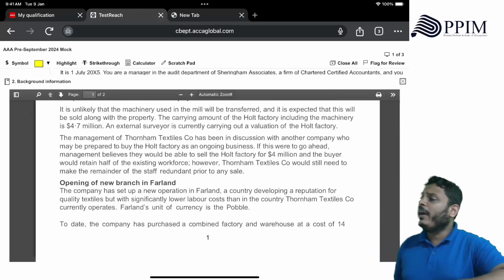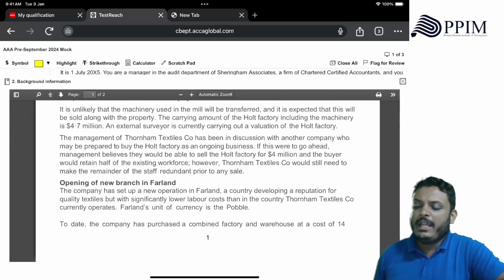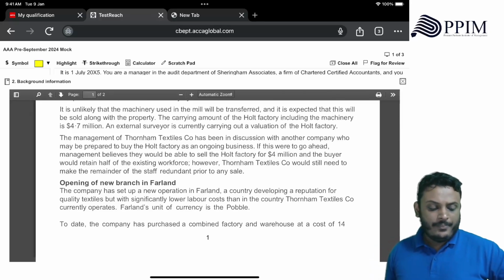If this were to go ahead, if it is successful, management believes they would be able to sell Holt factory for 4 million and the buyer would retain half of the existing workforce. However, Tonham Textiles company would still need to make the remainder of the staff redundant prior to any sale.